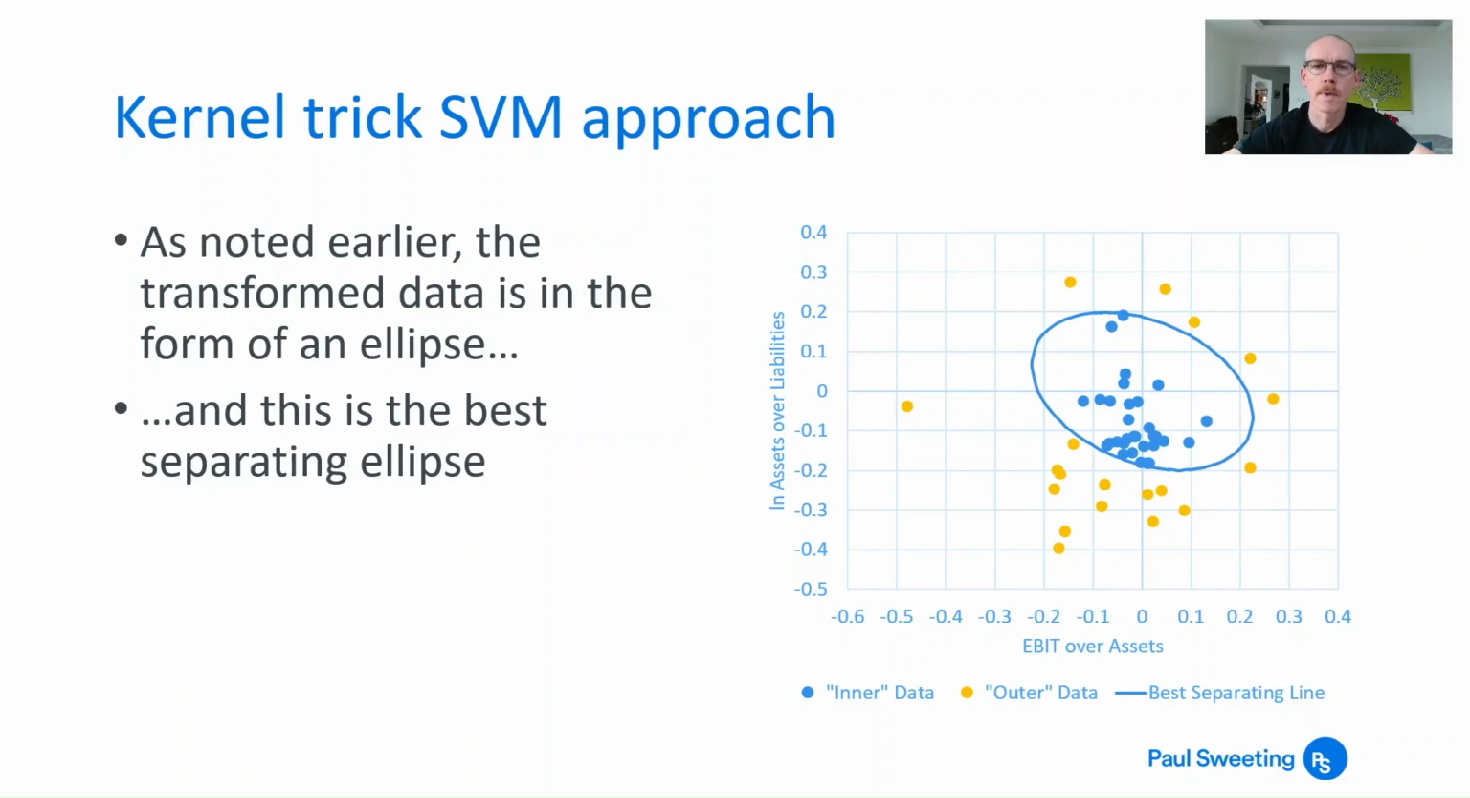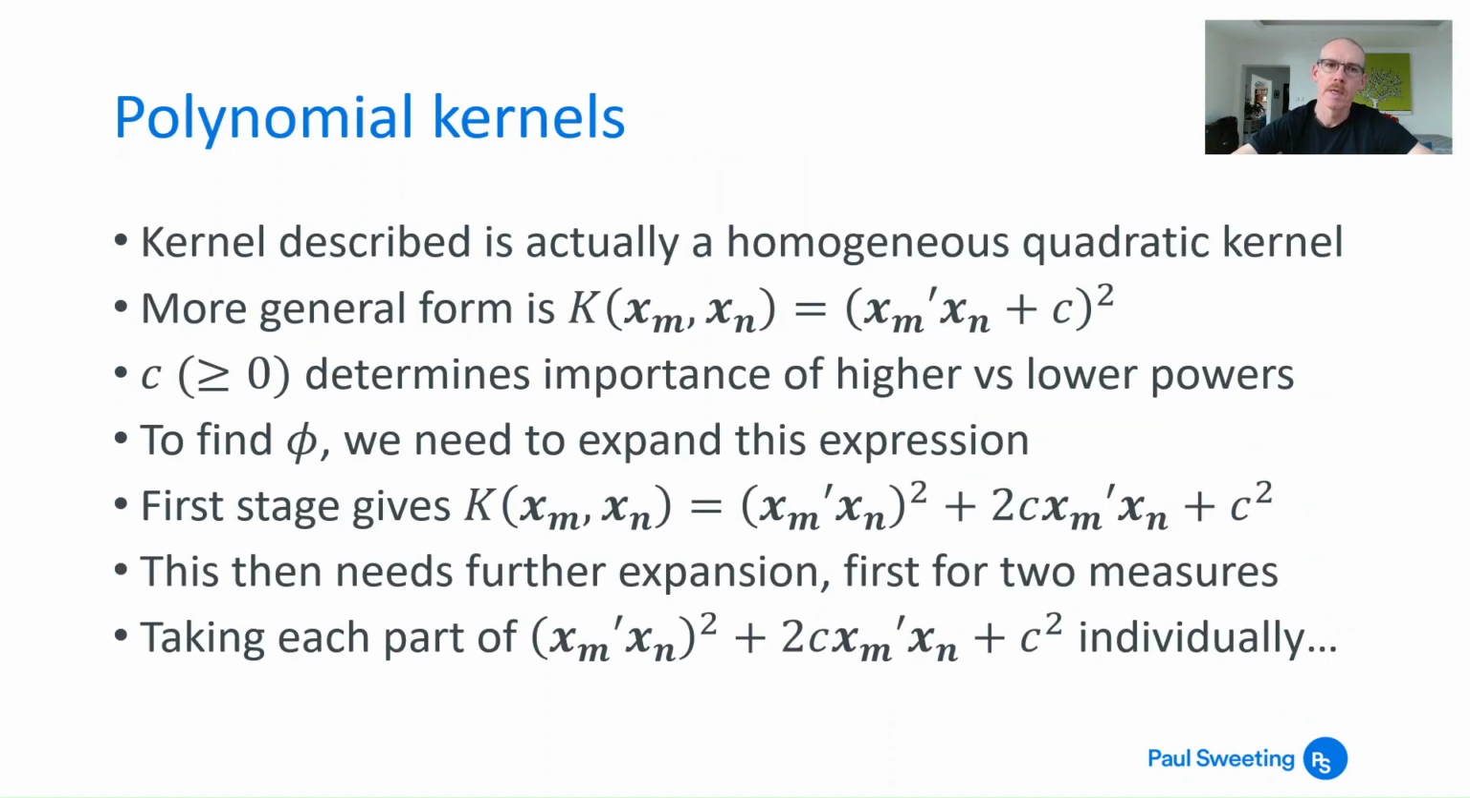So we'll just finish off some of the stuff on the quadratic kernel and polynomial kernels more generally, and then we'll move on to kernels which are a bit more useful for credit modelling. So last time we finished off by looking at the results of a quadratic kernel, which shows you that it is giving you a best separating ellipse between data which is close to the centre and data which is not close to the centre. Now, the kernel which we use is actually described as a homogeneous quadratic kernel.